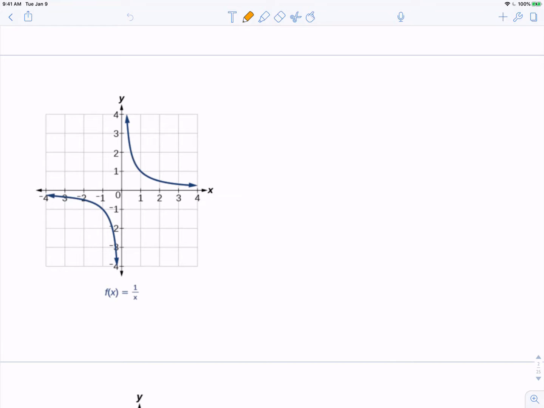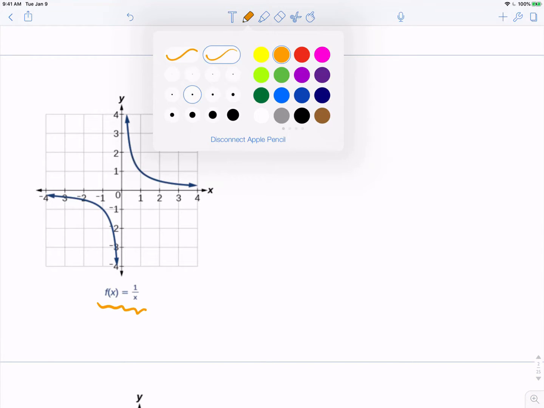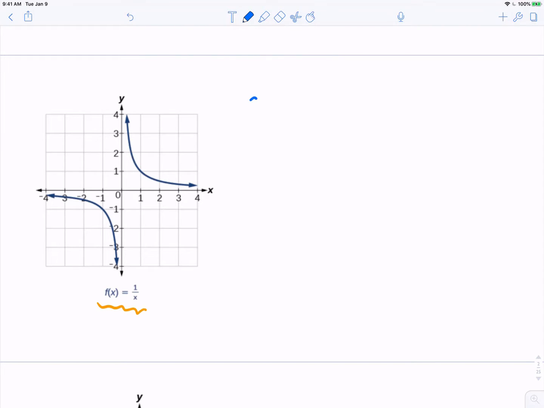This is a graph of the function 1 over x. And one thing to notice is the behavior of the function in terms of long term. So let's just take a look at arrow notation. When we write something like as x approaches infinity, and we've seen arrow notation before, but now we'll just apply it to rational functions. What this means is as x gets larger and larger.